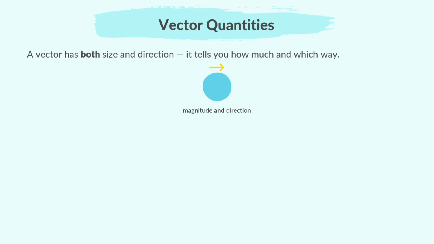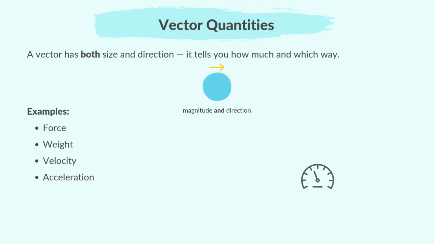A vector quantity has both size and direction. It tells you how much and which way. Examples include force, push or pull in a certain direction. Weight, force of gravity acting downward. Velocity, speed in a particular direction. Acceleration, change in velocity in a direction.